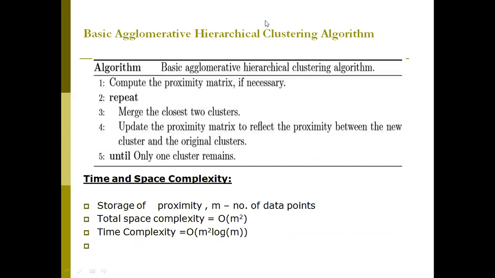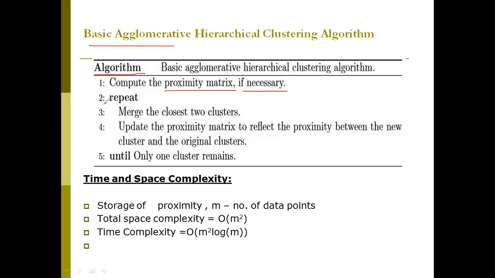Now we are going to discuss the algorithm of agglomerative hierarchical clustering. What is step 1? Step 1 is to compute the proximity matrix if necessary. What do we need to do here? You need to compute the proximity matrix, meaning the distance between x and y in C1 and C2. Like that, you need to compute the proximity matrix.